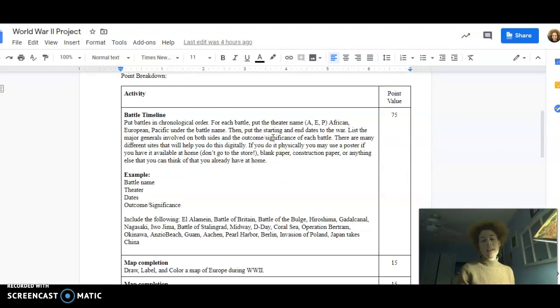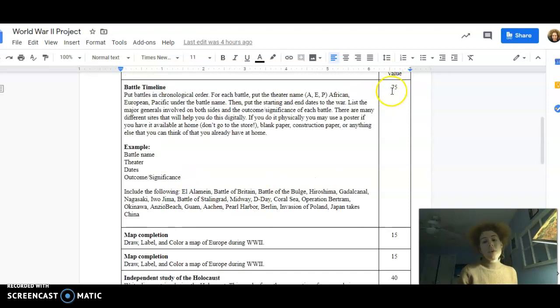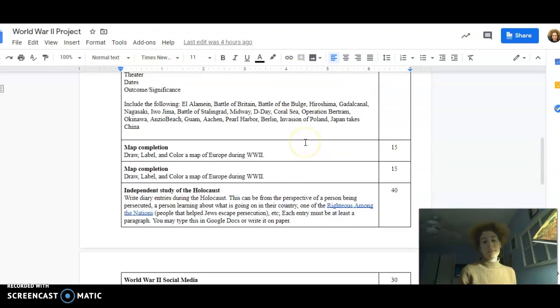Included with the battle timeline, you need to put what theater it is. So is it in Africa, the European theater, or in the Pacific? And in my lesson on the United States entering World War II, I have the explanations for the theaters there. And then you need to give the dates of the battles, the outcome, so what happened in the end and why was it important. So you're going to include all of these. This is a pretty big one, so it's worth 75 points.